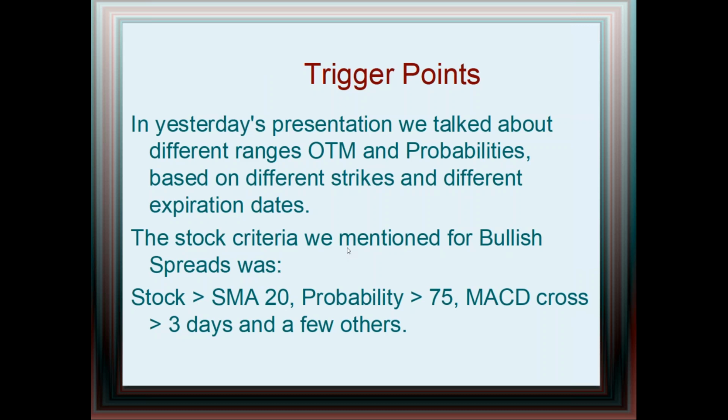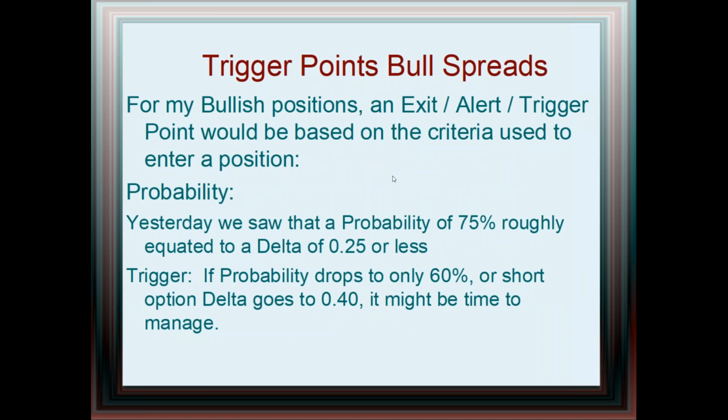Now, I know that many of you are using your own criteria. You have your own method of trading credit spreads, debit spreads, or more. But what's key here is that the trigger points for bull spreads, or really any spread, whether it's credit or debit, the criteria that you use to enter the trade should be the same criteria that you would use for a trigger.